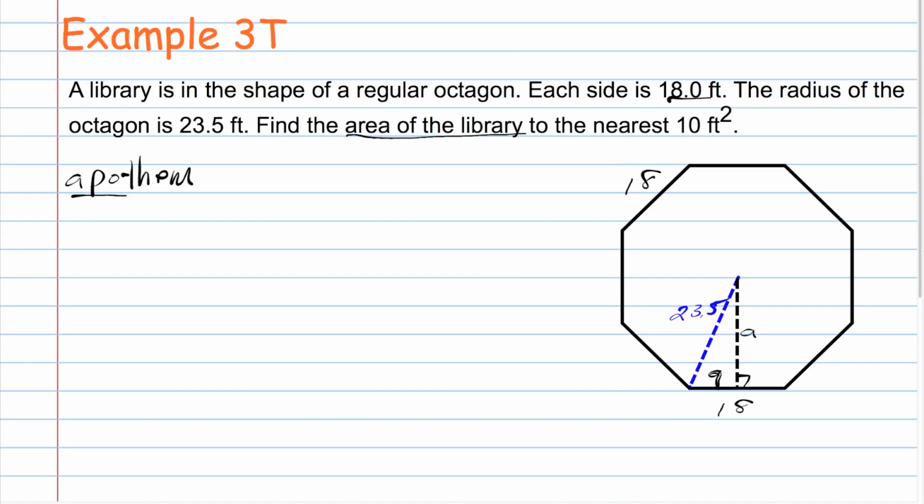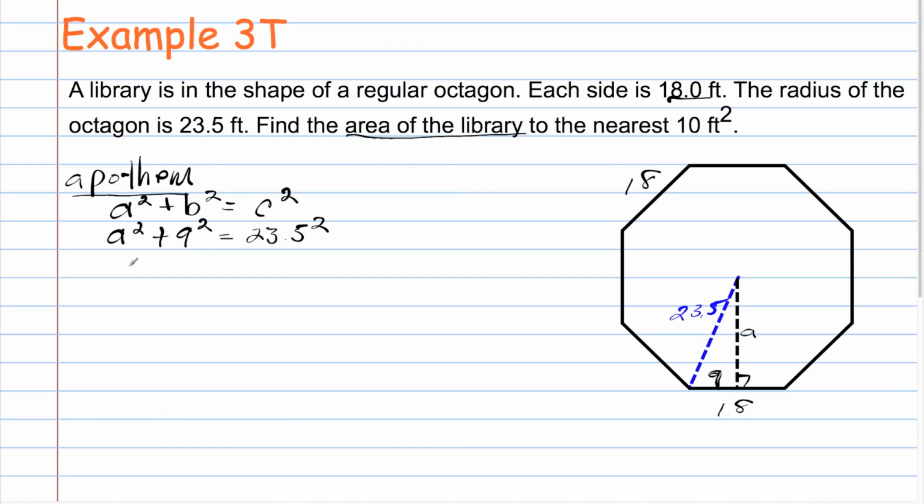So we first have to find the apothem, and its distance is going to be given by the Pythagorean theorem, where a squared plus b squared is equal to c squared. We substitute in what we know. We're going to solve for a squared. We add the distance of the one leg squared, which is 9 squared, and that has to be equal to the hypotenuse squared, which is 23.5 squared.